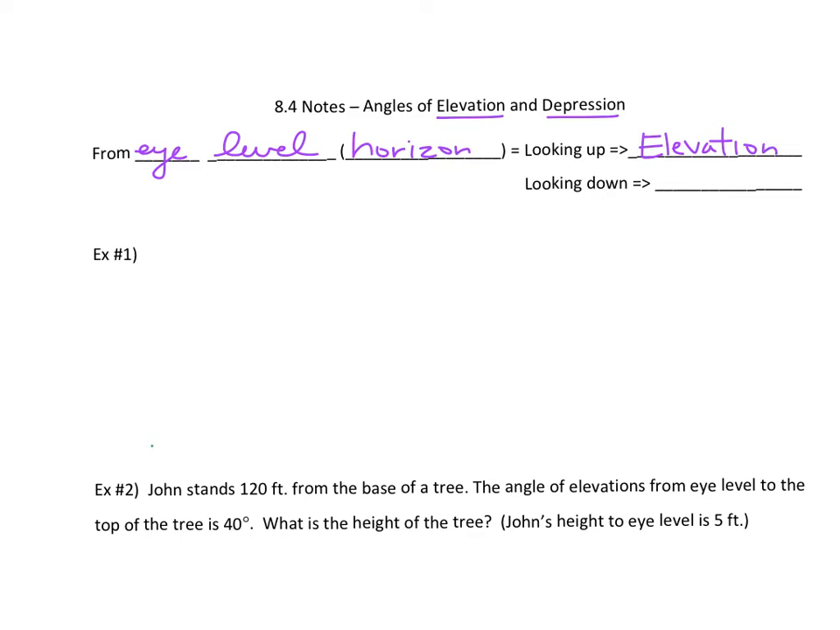Elevation is going up from eye level, whereas if someone is depressed, right, they're feeling down, so going down is an angle of depression. Turn those eyes to Jesus. Elevate, right? So for the first example, I'm going to draw you a picture just so you can relate which is which, okay?